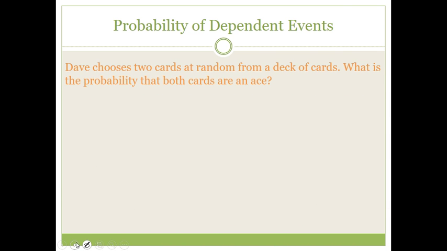All right, so take a moment to pause the video and let's see if you can find the probability that Dave chooses 2 cards at random from a deck of cards. What is the probability that both cards are aces?